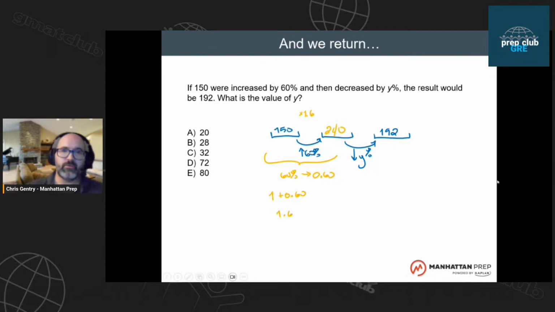Then to do that 192, and now I'm feeling paranoid. I'm going to go ahead and grab the calculator to make sure, yes, 150 times 1.6 is 240.